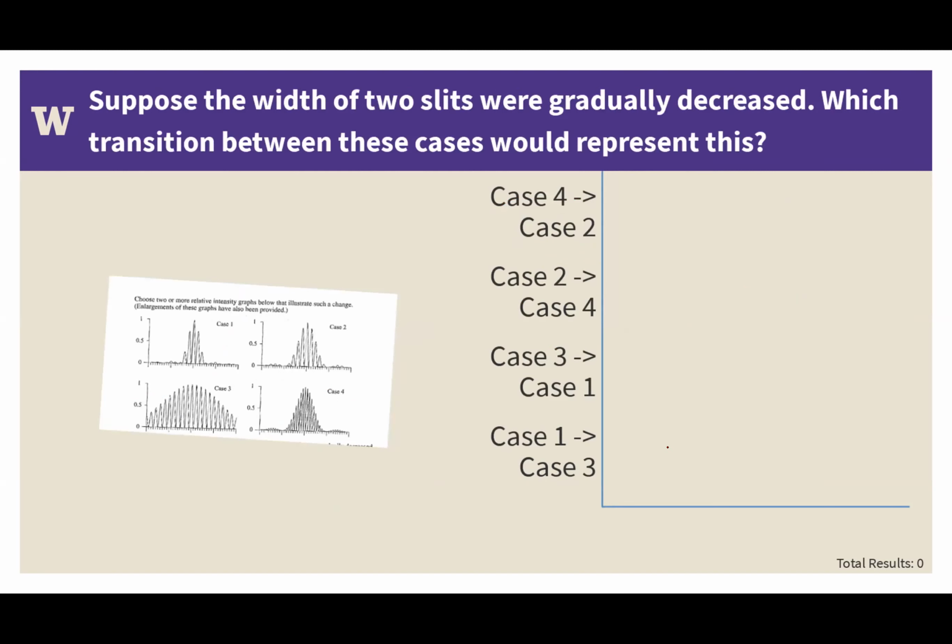Another way of asking this would be: if I decrease the width of the slit, then I'm impacting this overall shape that I've got here. I'm not impacting the fine structure of little ups and downs inside that shape. So decreasing the width of the slits is going to broaden out that central pattern. And so that would be the equivalent of going from, say, case 1 to case 3. My large shape is getting wider going from case 1 to case 3.